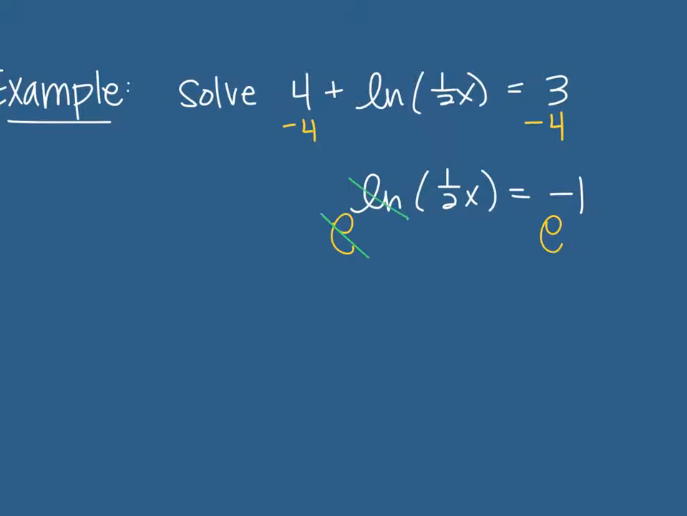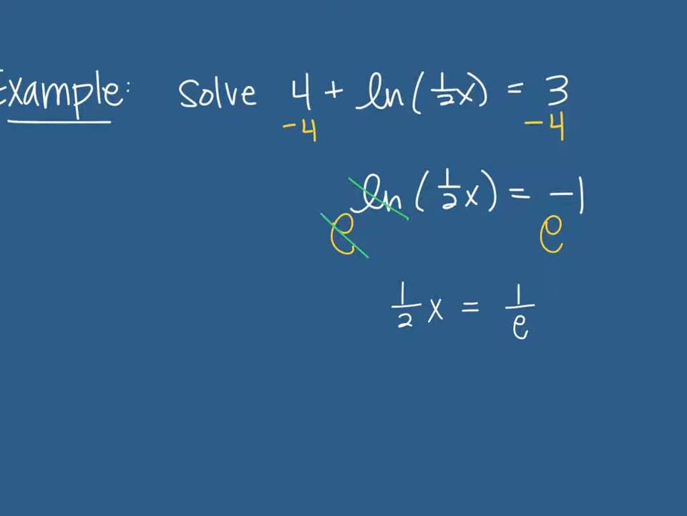So e cancels out natural log. That leaves me with 1/2 x. E to the negative first on the other side. Remember that negatives in this land mean fractions, and e to the negative first is 1 over e. That's what e to the negative first means.